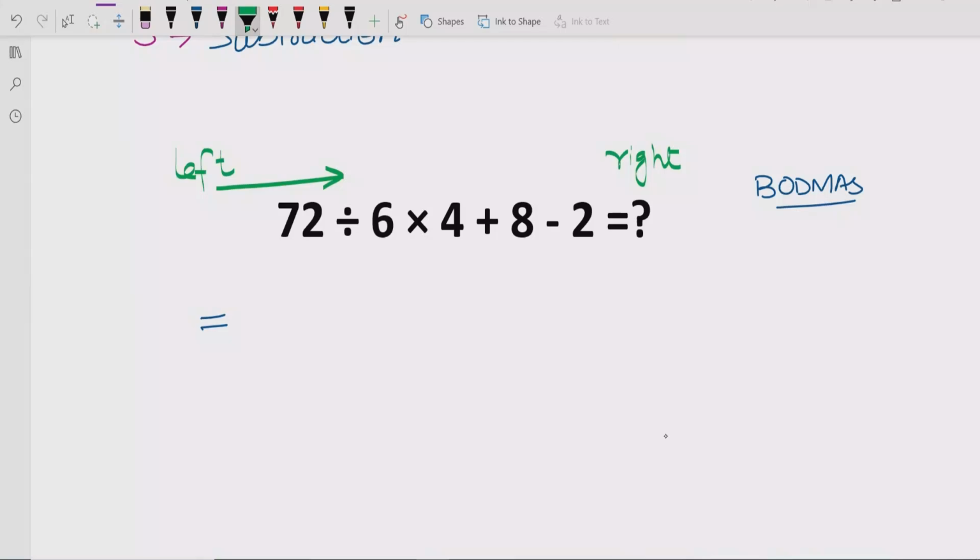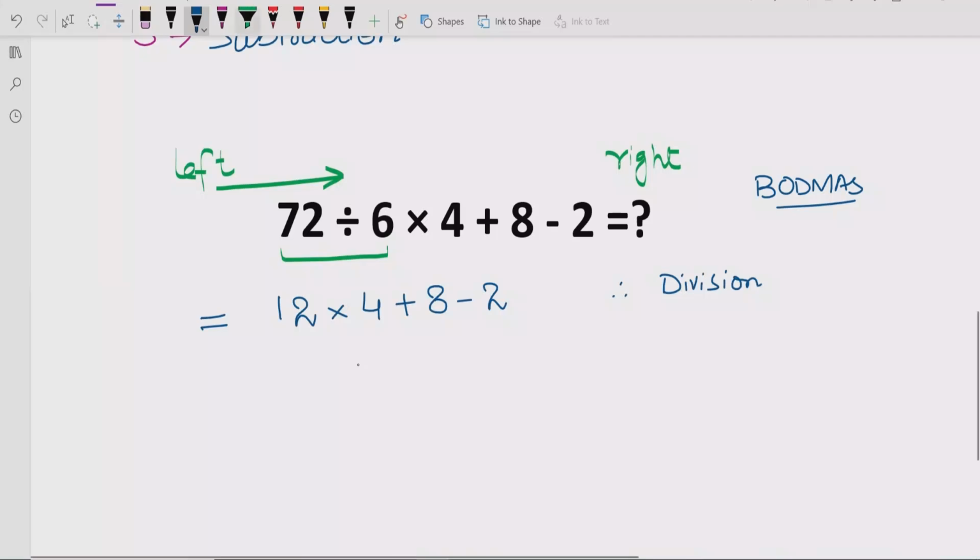So first we will solve 72 divided by 6, which is 12. We will write the whole expression as it is. Here we performed the division. Now we will go left to right and solve 12 multiplied by 4.